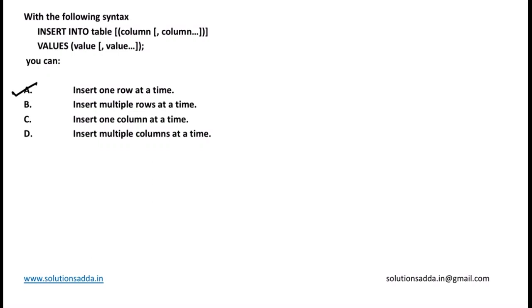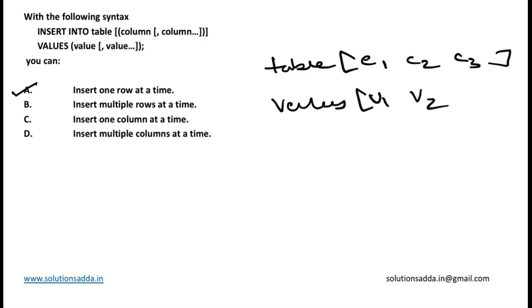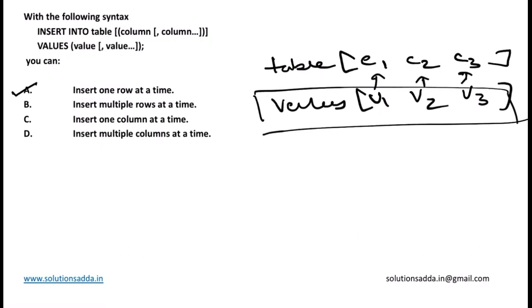What happens with the insert statement is it is inserting into the table certain values, and each value is mapped to a certain column. Like the table name is there, and here we have some columns C1, C2, C3 and values V1, V2, V3. So when we pass the following command, insert into table, this V1 is inserted at C1 column, V2 value is inserted at C2 column, and V3 value is inserted at C3 column. Hence an entire row is populated at a time.